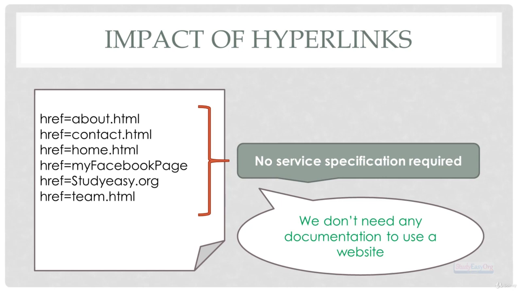For example, we only have the URL of facebook.com and that's it. When we navigate to facebook.com, there are so many links, and using the links we can use Facebook. We don't need any documentation. We don't need any service specification in order to use Facebook, for example. So these links are very important, and the impact of hyperlinks is huge on a website.